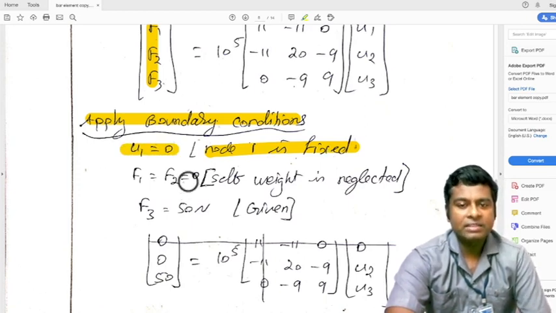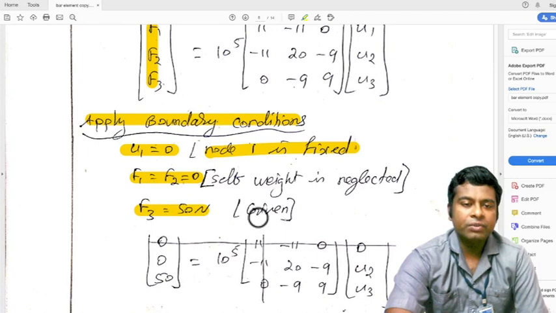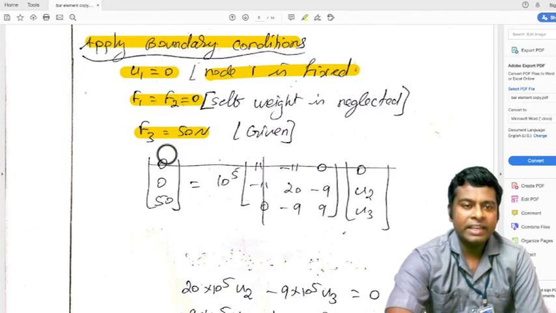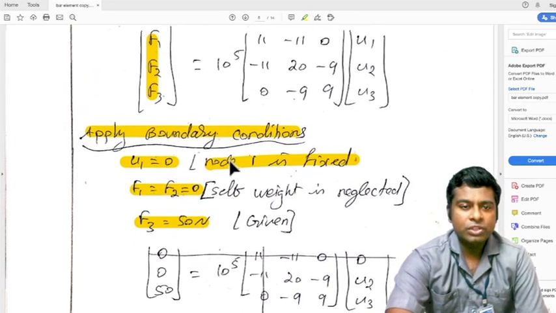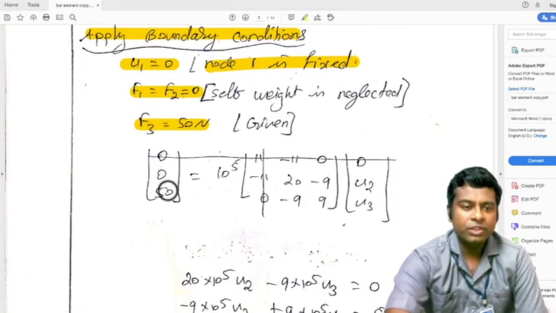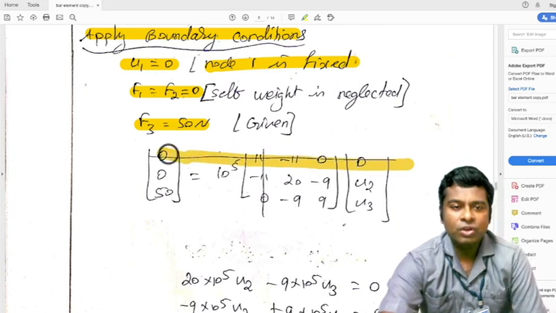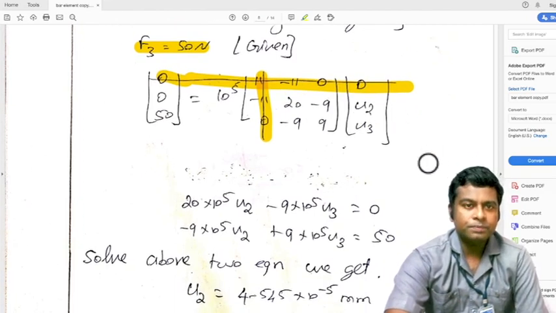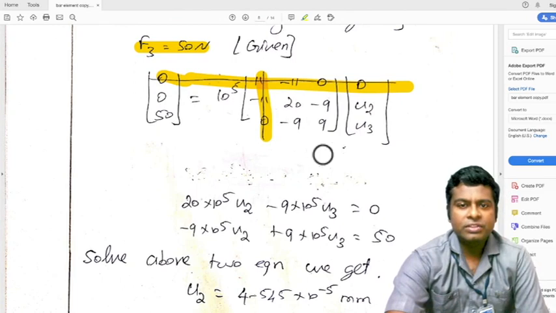Self weight is neglected because the mass density or weight density is not given, therefore F1, F2 equal to 0. F3 equal to 50 Newton, that is given, that is the axial tensile load acting at the smaller end, that smaller end node is 3, therefore F3 equal to 50 Newton. Substitute all the values in the assembled global finite element equation. F1 equal to 0, F2 equal to 0, F3 equal to 50. U1 is the fixed end, there is no displacement, therefore U1 equal to 0, therefore strike out the first row and first column of the matrix, so U2 and U3 are not equal to 0. This matrix form is transformed into simultaneous equation form.